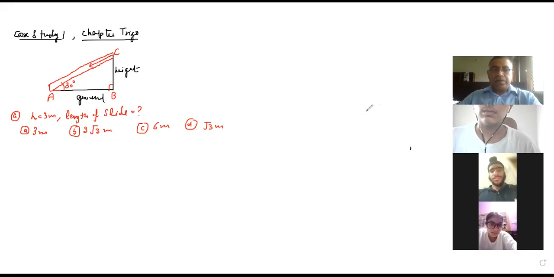Mohit, give me the answer. Sir, 3 root 3. 3 root 3 is the answer given by Mohit, I think. Okay, let's see. Anybody else? As per Mohit, answer is 3 root 3. Anybody else want to rectify?